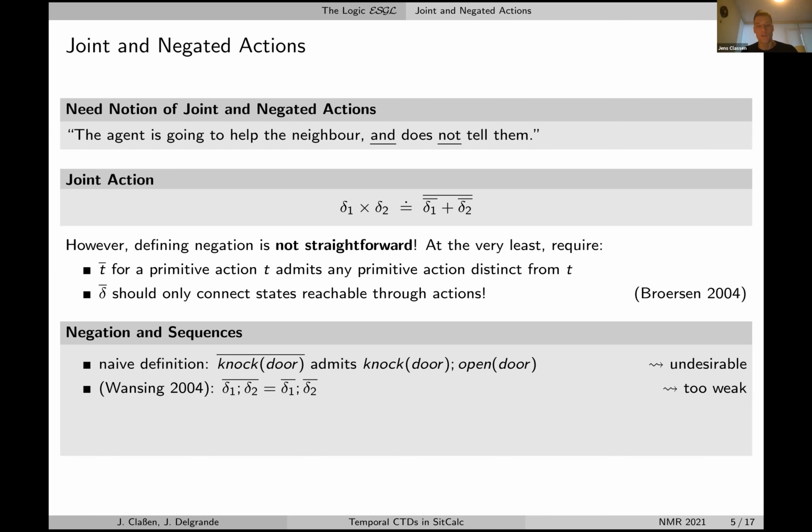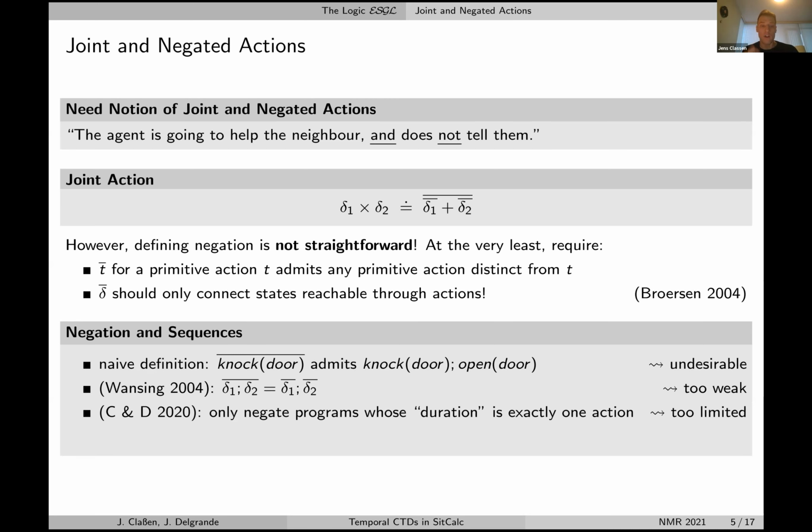There is a proposal due to Wansing, who basically defines the negation of a sequence delta 1, delta 2 as the sequence of the negation of these two subprograms, which is kind of technically pleasing, but it's perhaps a little bit too weak and also unintuitive. Then Jim and I had a paper at KEA last year where we basically took the approach to avoid this problem by only applying negation to programs whose duration is exactly one action, so where we don't have any sequences, which is perhaps a little bit too limited.